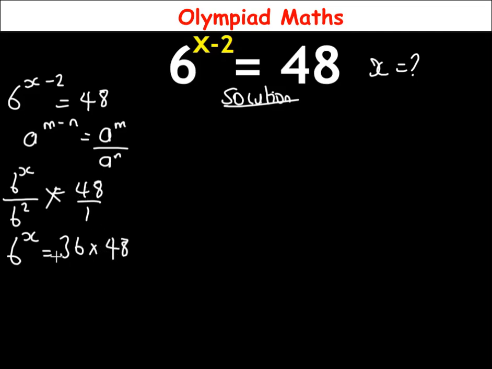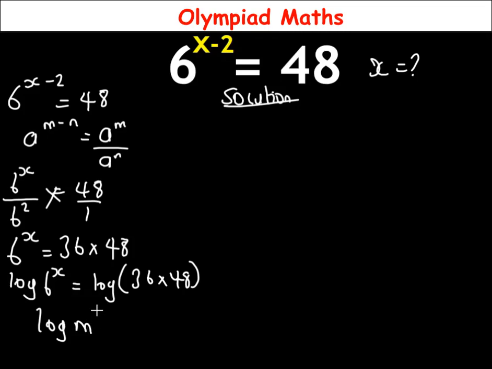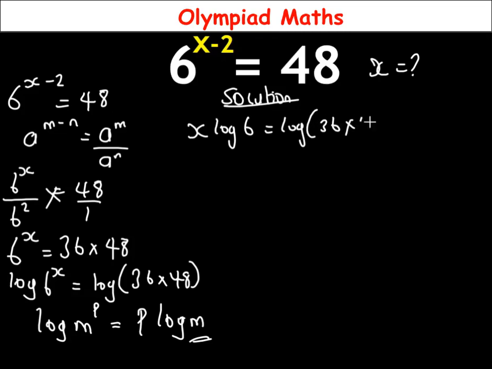Okay, so with this, we can then introduce logarithm on both sides of the equation. So the log of 6 to the power of x is equal to log of, in bracket, 36 times 48. Okay, good. So with this, if you have logarithm of m to the power of p, then p becomes the coefficient, and you have p times logarithm of m. Now applying this principle, power x becomes x, then you have logarithm of 6 is equal to logarithm of, in bracket, 36 times 48.